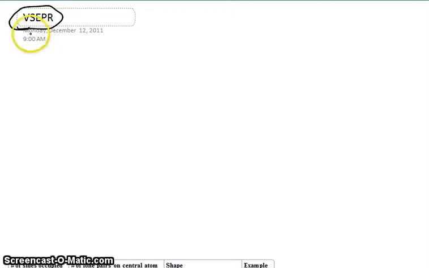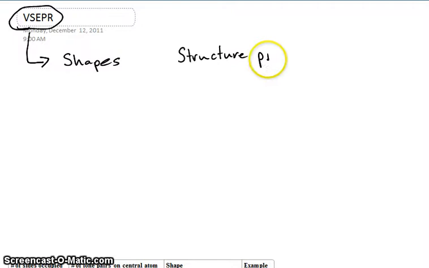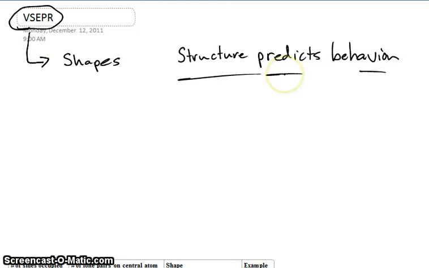Yes, that's how we say that. It looks like VSEPR, but we say VSEPR. VSEPR theory will help us understand the shapes of these molecules, because remember what we said in the last video: structure determines function, or I like to say, structure predicts behavior. And so if we know what the molecule is shaped like, we can predict how it will behave.